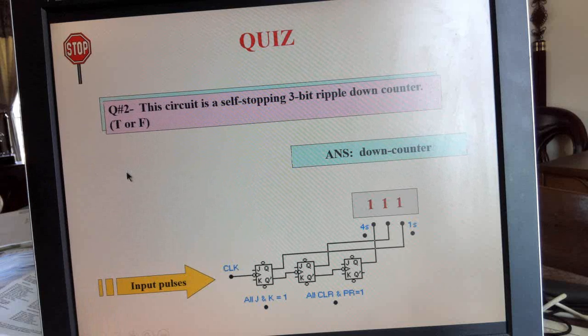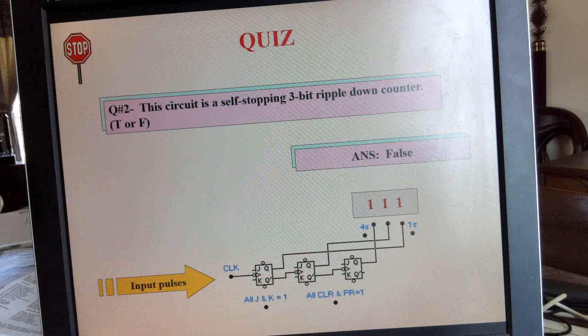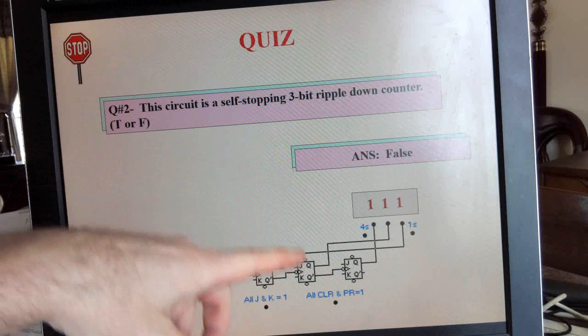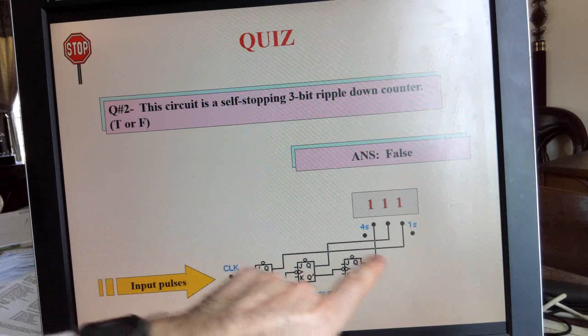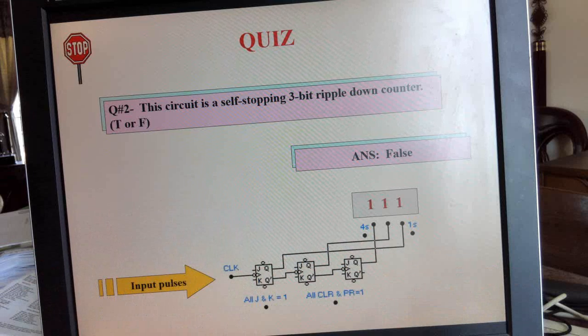The circuit itself is a self-stopping 3-bit down counter, true or false. Is it self-stopping? Or is it once it gets to 0, 0, it's going to roll over again? Well, we didn't in any way stop it, so it would roll over again. Self-stopping means once it got to 0, it would stop. And in this case, we haven't done anything to the circuitry to stop it at 0, 0.